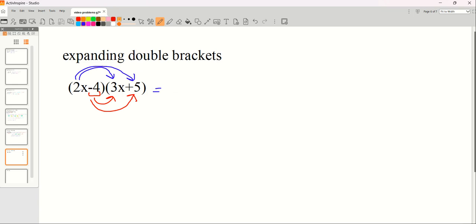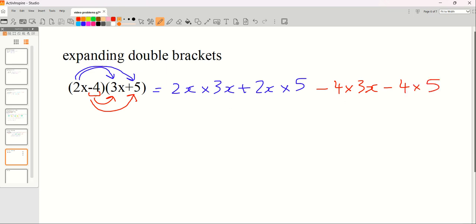So let's go ahead and start. 2x times 3x is our first multiplication. Our second one is going to be 2x times 5. Now we're going to move on to our next part. It is minus 4. Wherever the 4 goes, the minus goes with it, times 3x, and minus 4 times 5. Like I said, if there's a minus in front of the number, wherever the number goes, the minus goes with it, with no exceptions.